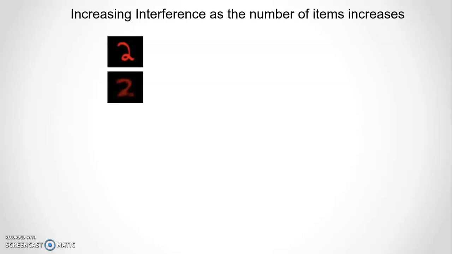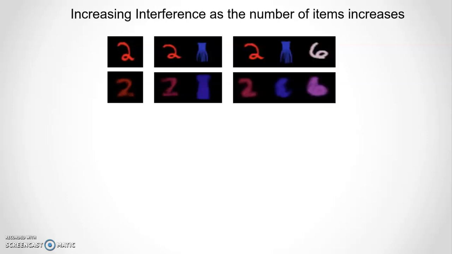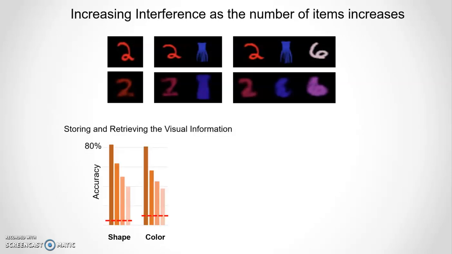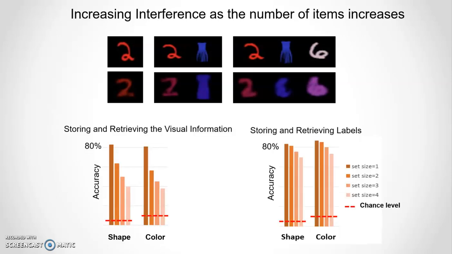So, consistent with many previous behavioral experiments, the MLR showed interference when more items are stored. We can also see from the classifier's accuracy that the rate of interference is higher for visual information than for the categorical information. In other words, visual information is more subject to interference as the set size increases.